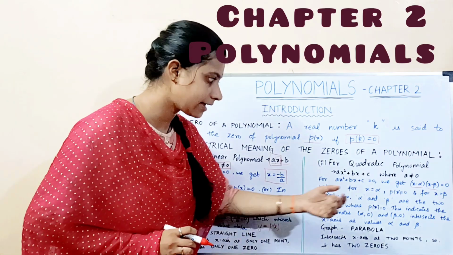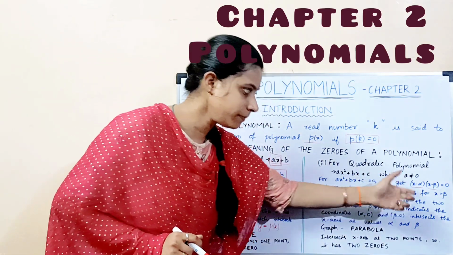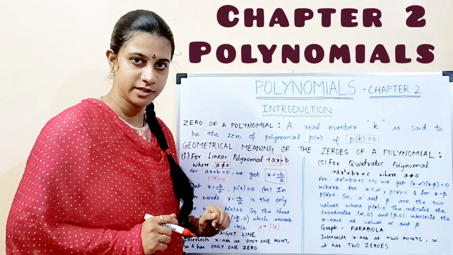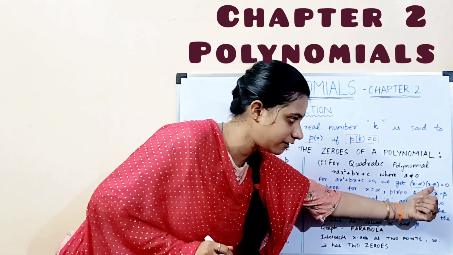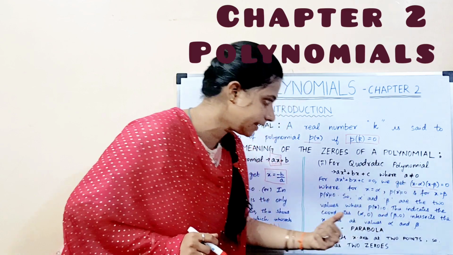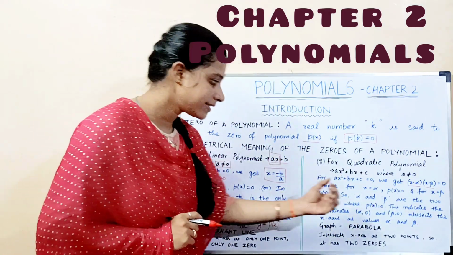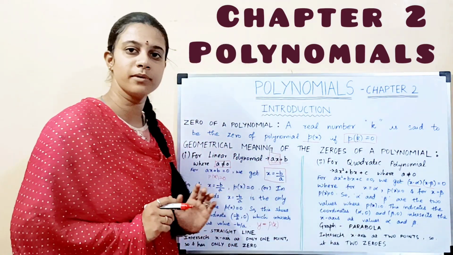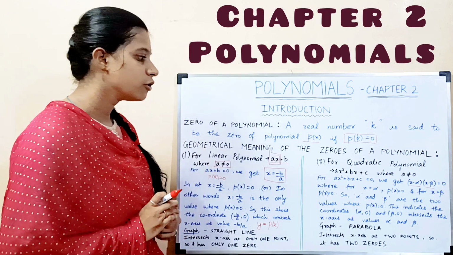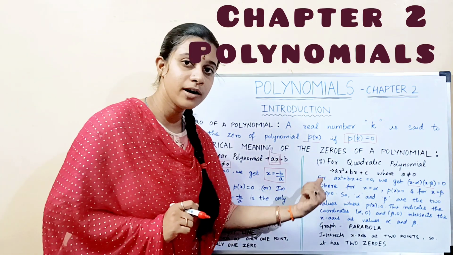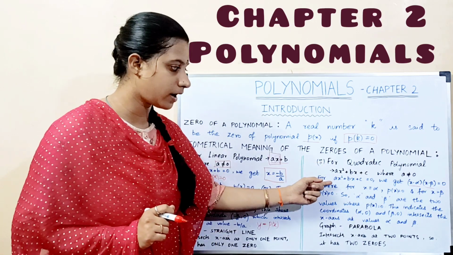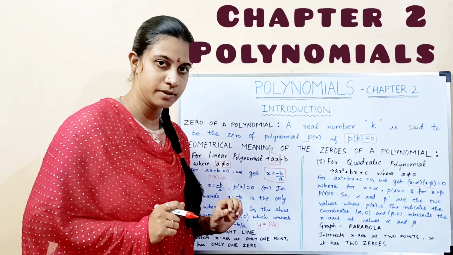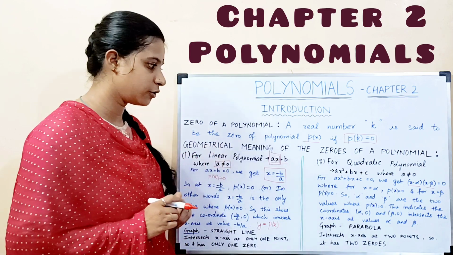So we can say that at x equal to alpha, this polynomial p of x becomes 0, and also at x equal to beta, that is beta minus beta will be 0. It is clearly seen here. So at x equal to beta also, this polynomial p of x becomes 0. So we can say that alpha and beta are two such values at which this quadratic polynomial ax square plus bx plus c becomes 0.